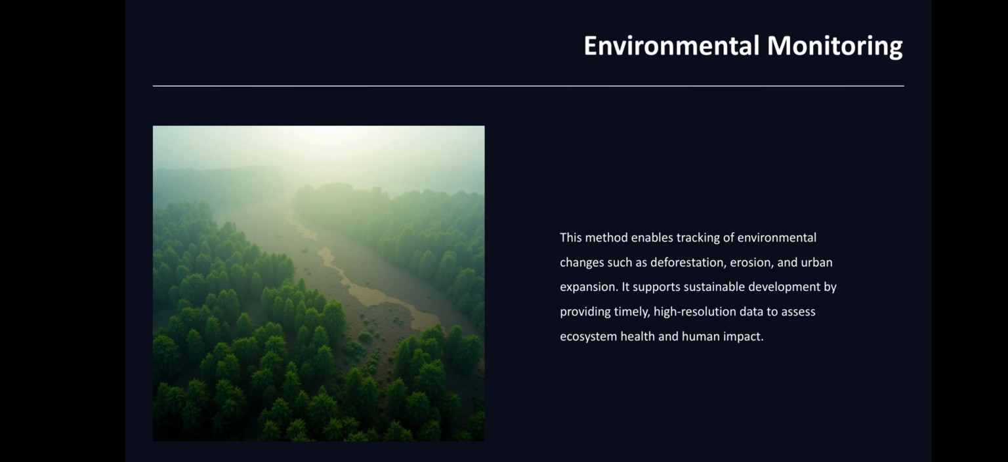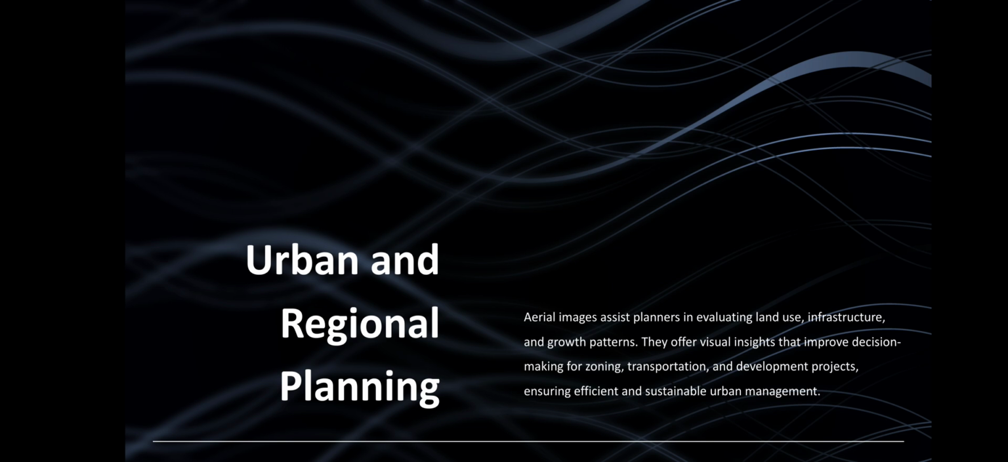Environmental monitoring. These methods enable the tracking of environmental changes such as deforestation, erosion, and urban expansion. It supports sustainable development by providing timely, high resolution data to assess ecosystem health and human impact. Urban and regional planning. Aerial images assist planners in evaluating land use, infrastructure, and growth patterns. They offer visual insights that improve decision making for zoning, transportation, and development projects, ensuring efficient and sustainable urban management.